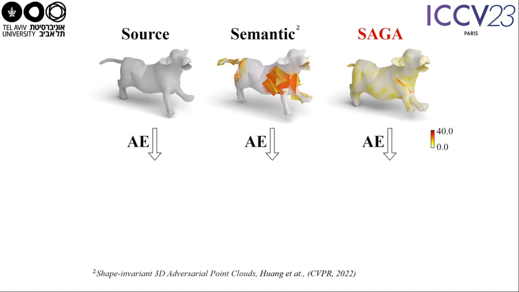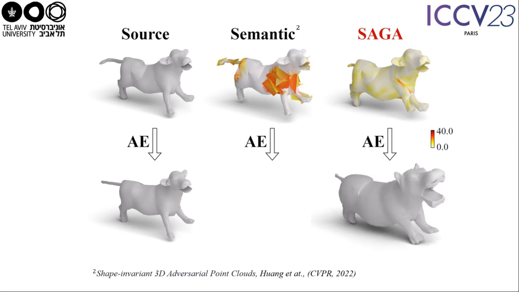The bottom row shows the reconstructions of the shapes by the autoencoder. The clean mesh was accurately reconstructed. SAGA's adversarial shape successfully misleads the autoencoder to reconstruct the target shape of a hippo. The semantic adversarial shape is shown to be ineffective against the autoencoder, as the output geometry is similar to the reconstruction of the source cow.